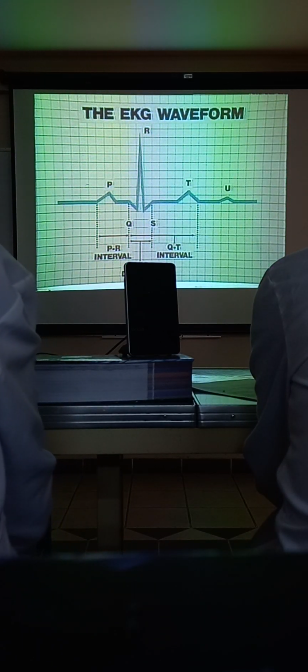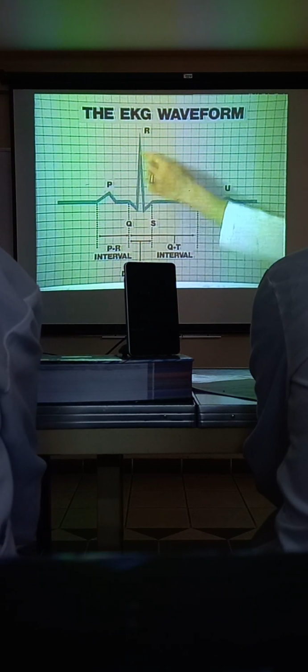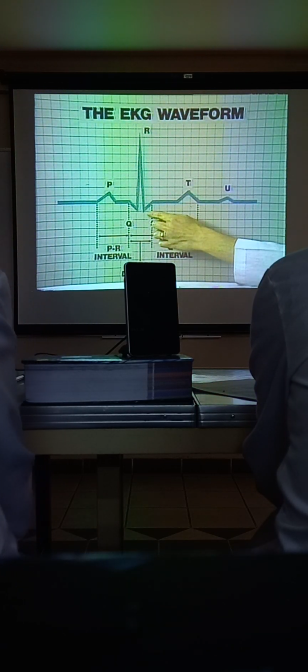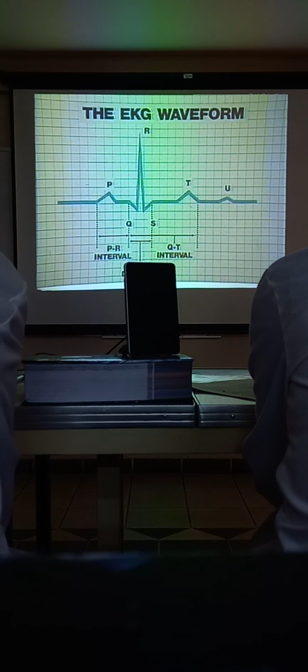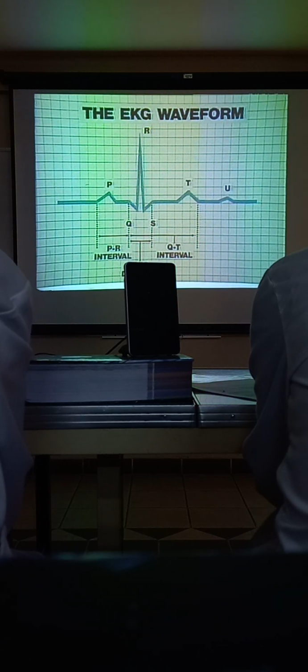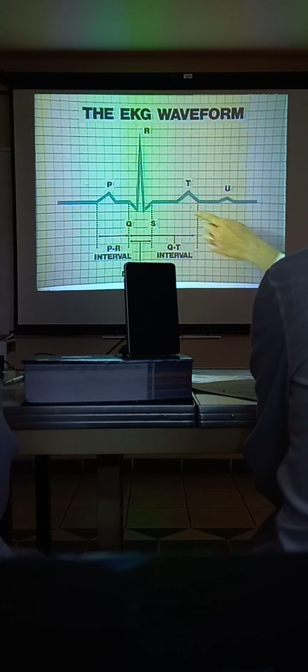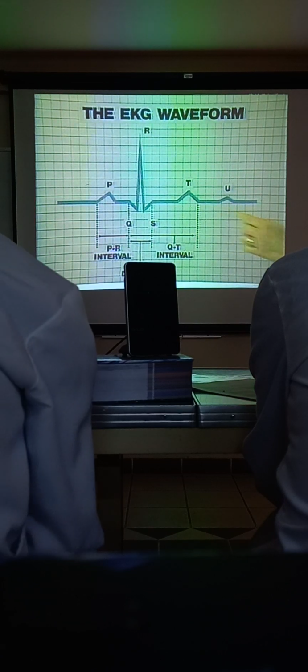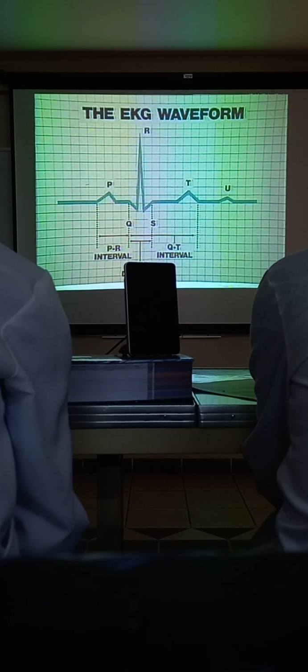The P wave represents atrial depolarization. The QRS complex represents electrical depolarization of the ventricles. Atrial repolarization is not seen on the EKG because it is hidden by the QRS complex. The T wave indicates repolarization of the ventricles.